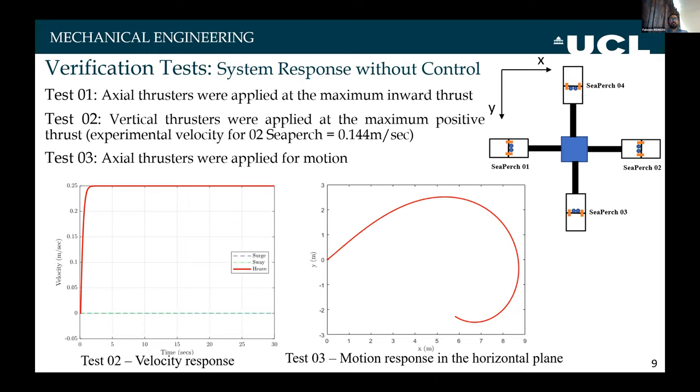In test three, the axial thrusters were applied such that SEAPERCH one is applied positively, SEAPERCH two axial thrusters were applied negatively, three were applied positively, four were applied negatively. It was to just get the motion, and obviously one and two would give the axial motion, and three and four will give the vertical motion, and combined together, they should give a motion in the XY plane, and the curved trajectory is obtained. So this verifies that if we apply the thrusters on different vehicles together, it would give us an appropriate response.